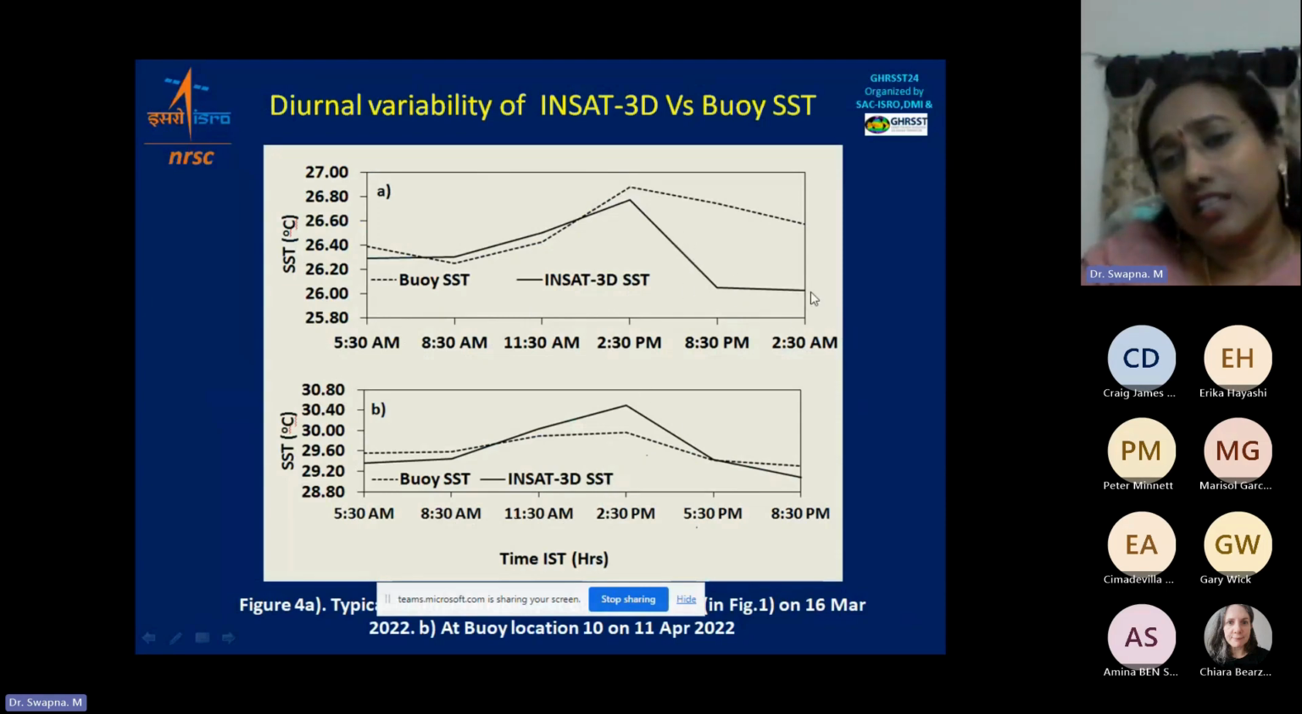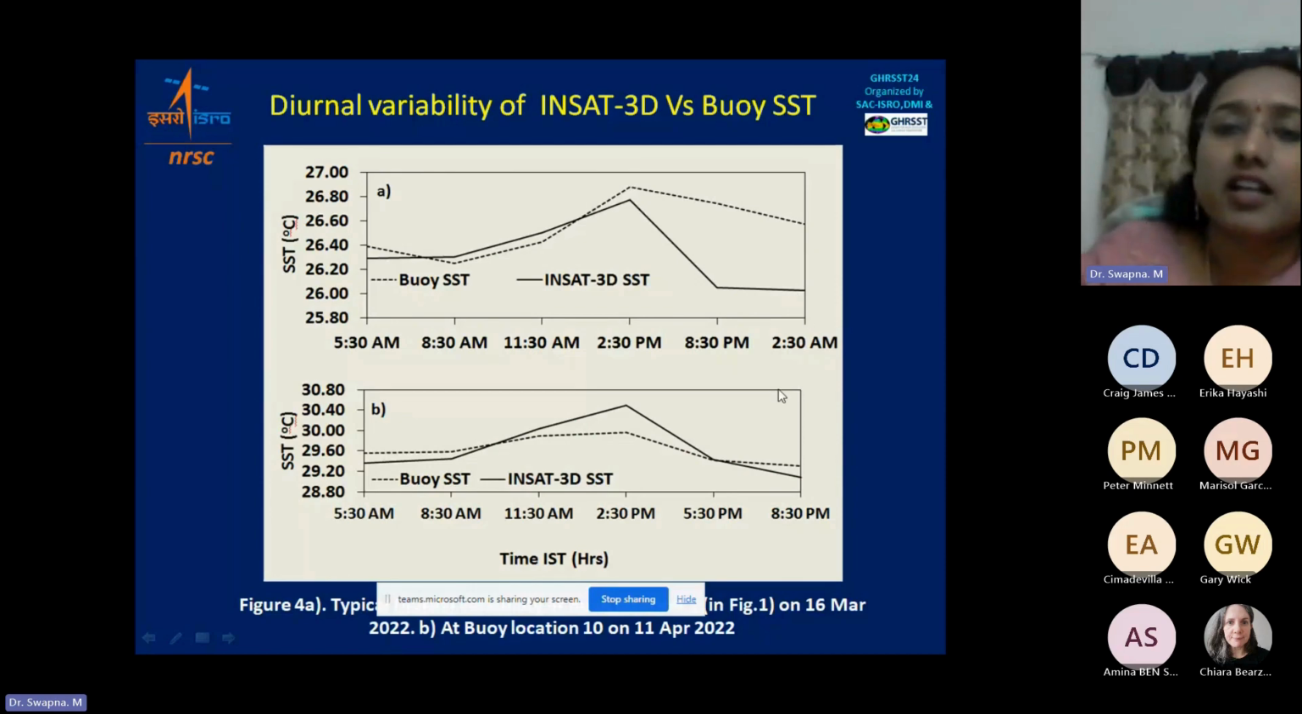And in the evening and night times, the latest version of INSAT-3D also reported nighttime calibration problems. So at night we could not find a good match many times, but sometimes we could find a very good match. Coming to this Bay of Bengal buoy SST versus INSAT-3D SST, these are also in very good agreement, and the diurnal variability is represented well from these buoy observations.